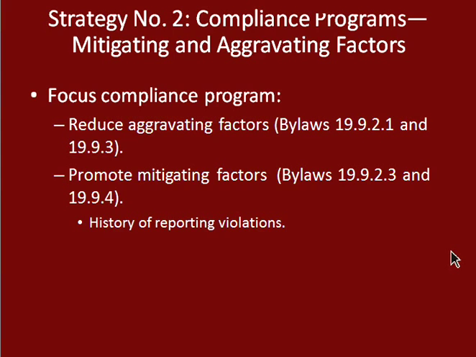And then, conversely, look at the mitigating factors list. Do those factors currently exist on your campus? If they do, document it. If they do not, what strategies can you use? What type of resources can you devote to make sure that you promote those mitigating factors and document that? One of the mitigating factors is the history of reporting violations.